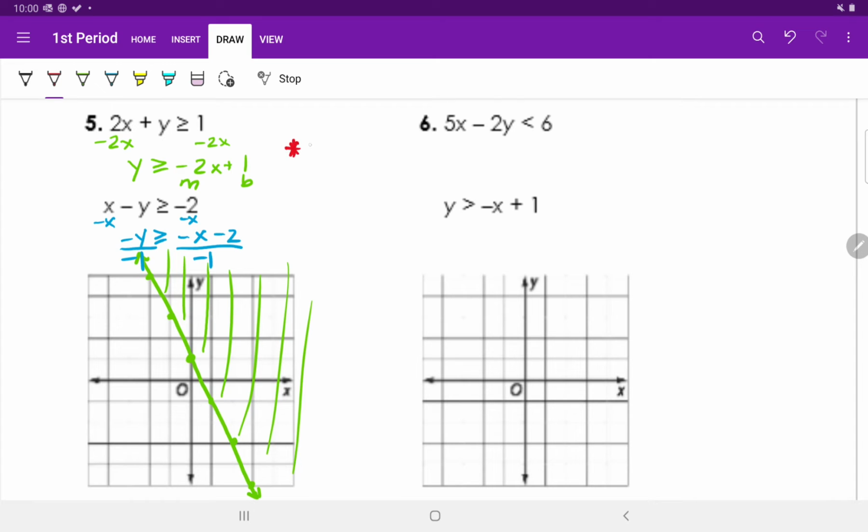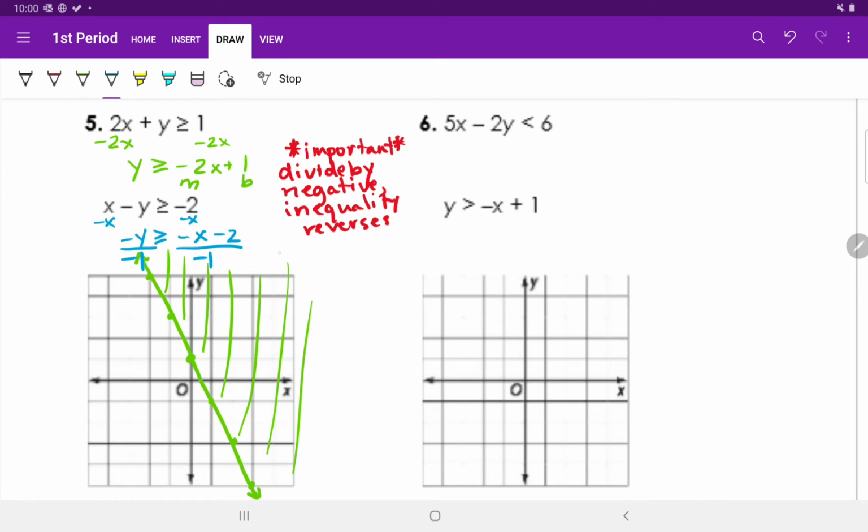Caution. This is important. When you divide by a negative, the inequality reverses. It reverses direction.